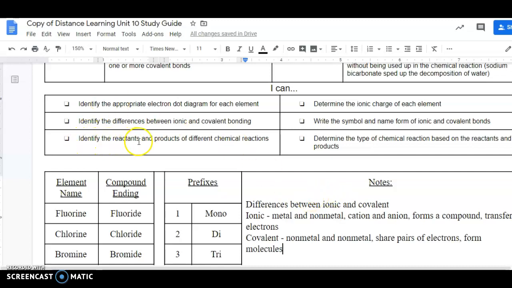Okay, next, identify the reactants and products of different chemical reactions. All right, so we'll flip back to our other screen here, and I will draw out a couple chemical reactions. We'll talk about the reactants and the products. All right, so one of our examples from last week, we had RbBr as a compound plus K.